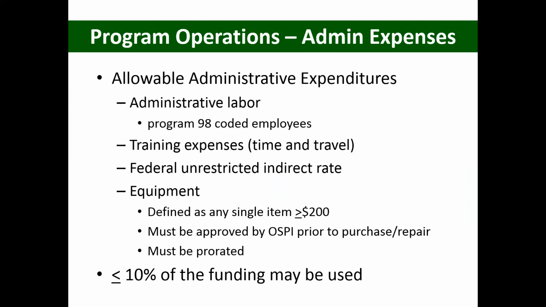Administrative expenses. These are the allowable administrative expenses: administrator labor, Program 98 coded employees, training expenses, travel and time, federal unrestricted indirect rate, and equipment defined as any single purchase equal to or less than $200, and must be approved. Anything above that must be approved by OSPI. Must be prorated, and you cannot use more than 10% of your funds for administrative costs.